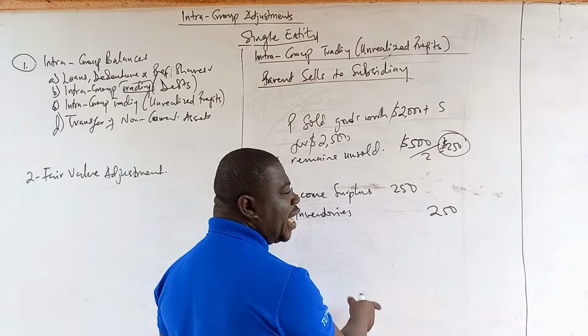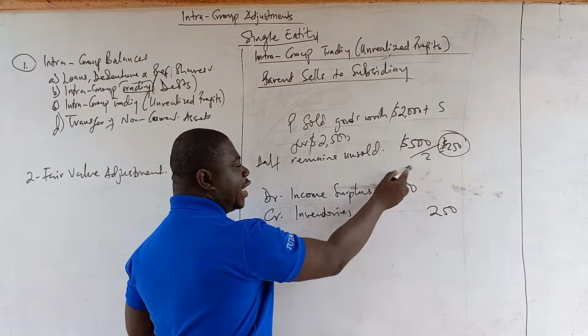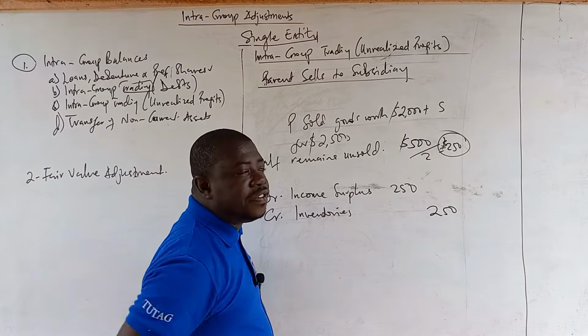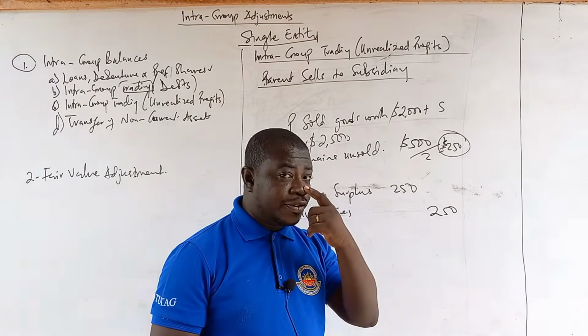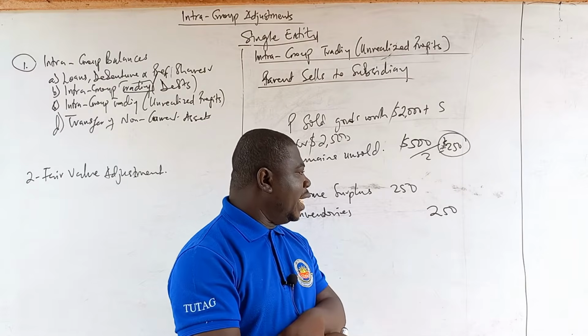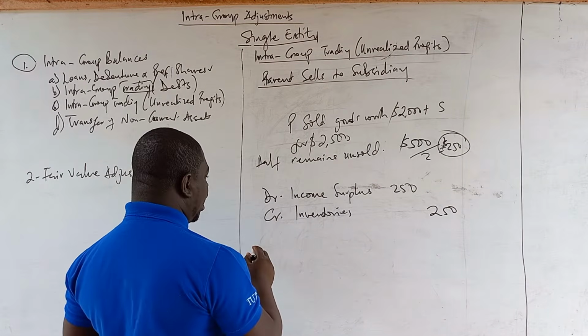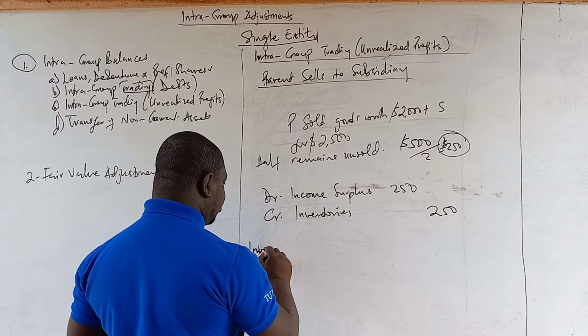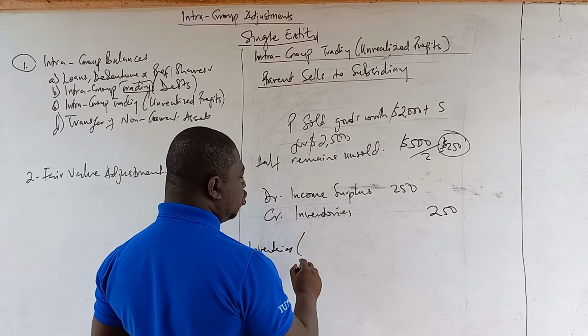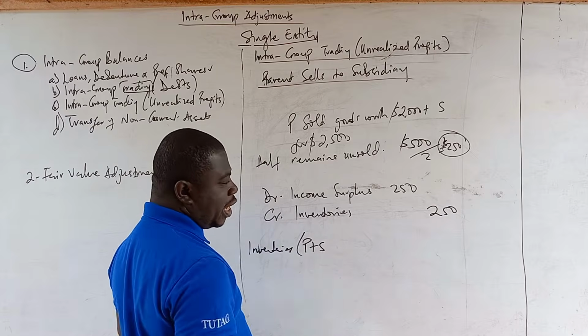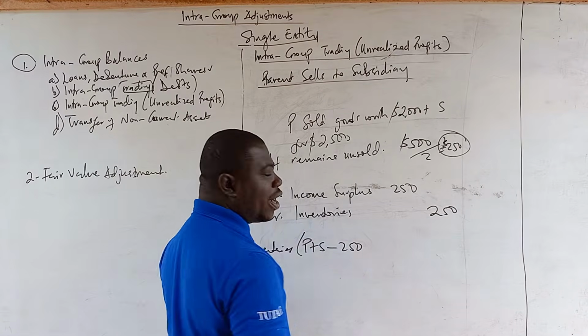And so in your working for consolidated retained earnings, that is where you are going to reduce these 250 from the income surplus. So it will be part of your workings of the consolidated income surplus. And therefore, when you get to the consolidated statement of financial position, and you get to inventories, it's going to be that of the parent plus the subsidiary minus the 250, which is the unrealized profit.